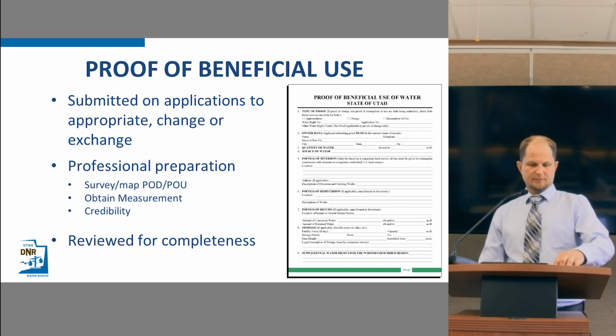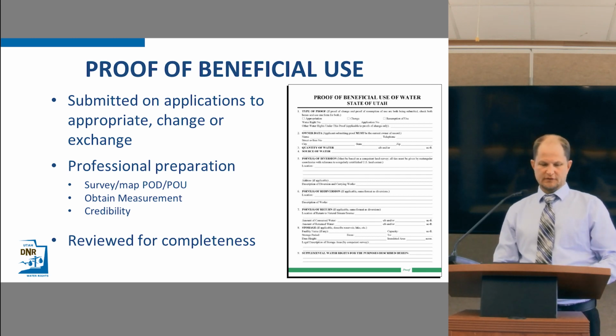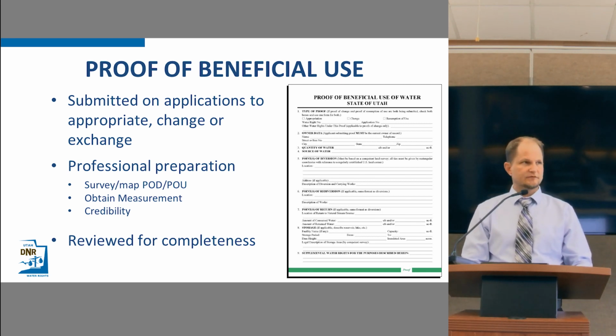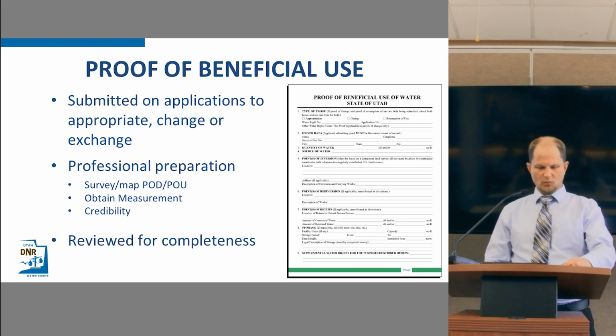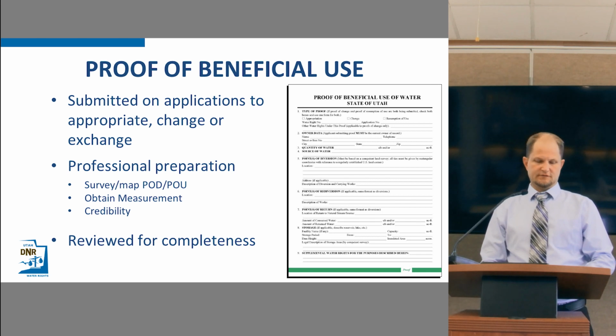This includes surveying the point of diversion and place of use, preparing a map depicting the attributes of the water right, and flow measurement at the point of diversion. Using a proof professional also lends credibility to the proof document and ensures that all forms and documents are filled out correctly.